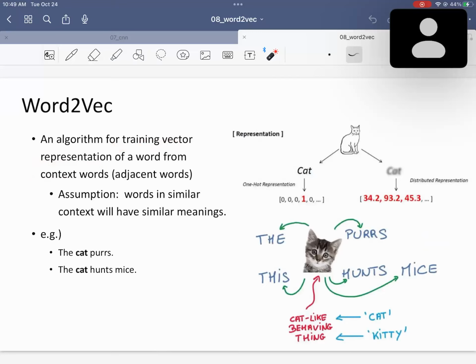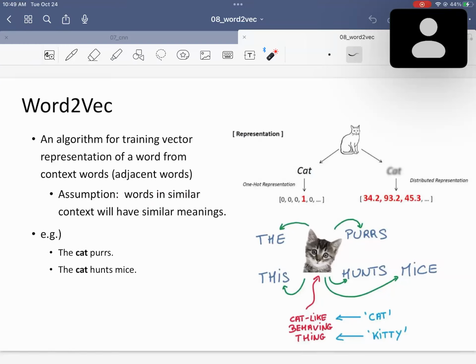So context meaning in context is 문맥이잖아요. 문맥이니까 문맥이란 건 그 주변에 어떤 단어들이 위치를 하고 있냐인 거죠. So context words is basically adjacent words. Like what are your neighboring words. So the assumption is words in similar context will have similar meaning. This is the gist of Word2vec.